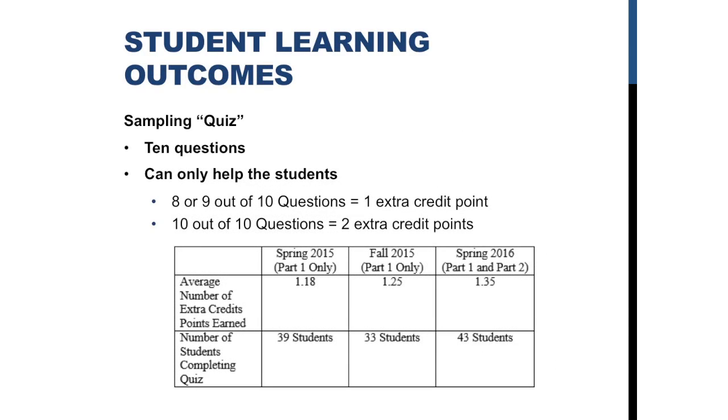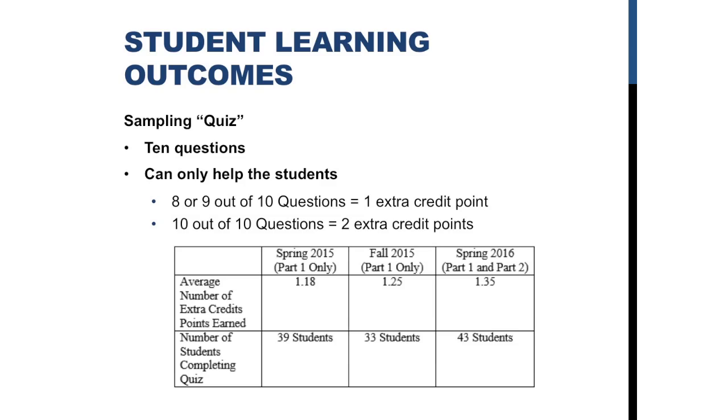In terms of measuring student outcomes, unfortunately, because this was such a challenging area for students to begin with, and this is why I wrote the mini-grant, I don't have a benchmark before the case to compare student performance to. But I did give a sampling quiz when I used the case over 3 semesters, and the sampling quiz consisted of 10 questions. It could only help the students, so it didn't count against them, but they got 1 extra credit point if they got an 80 or higher, and 2 extra credit points if they got 100.